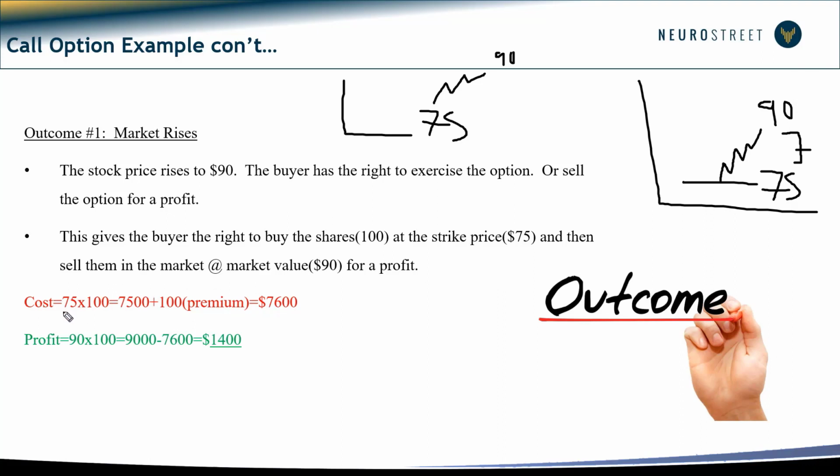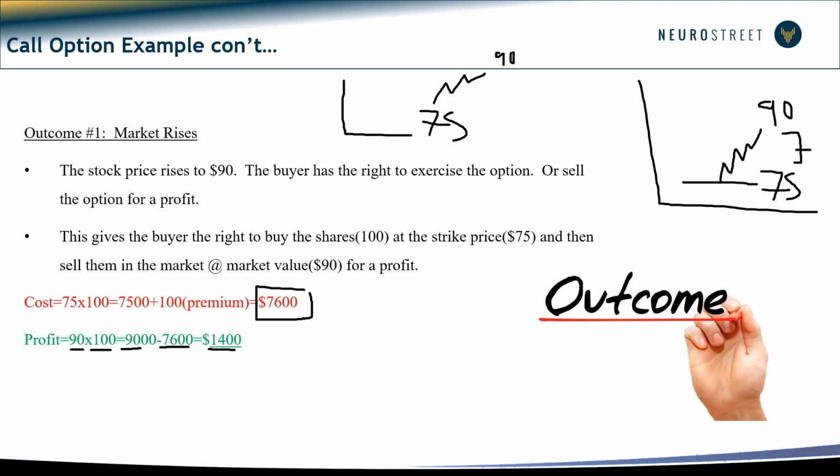So the cost of the option, 75 times 100 equals $7,500 plus a premium. Cost of the option is $7,600. The profit on this, $99,000, right there. So you made $1,400 on that move. That would give you a $1,400 move for having one options contract without having to participate in buying a $75 stock.